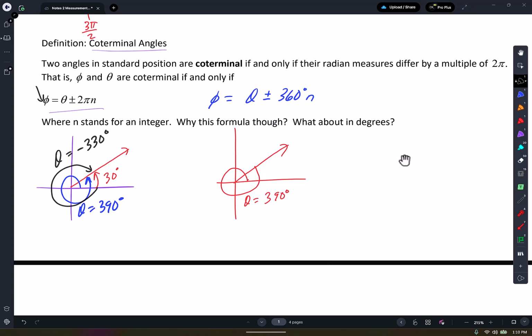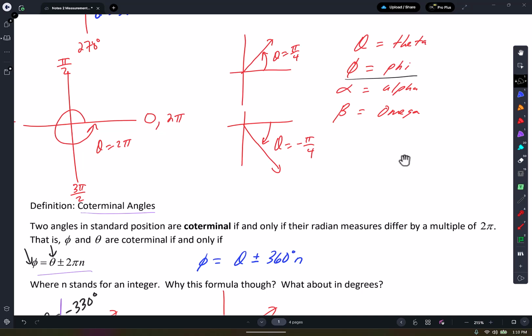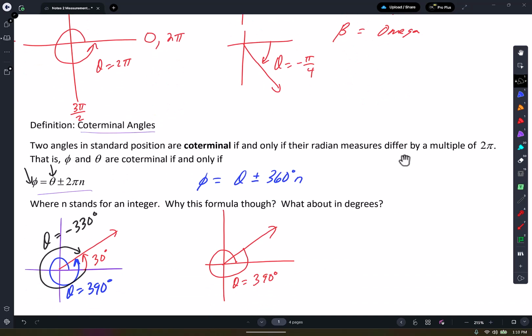This is called phi. It's just a variable. And this is called theta. I think I put them in here. Yeah, it's just letting you know that whatever your original angle, 30 plus or minus, or this is radians, pi over 4 plus or minus 2 pi. So all those are coterminal angles.